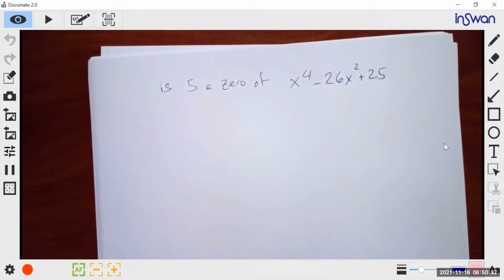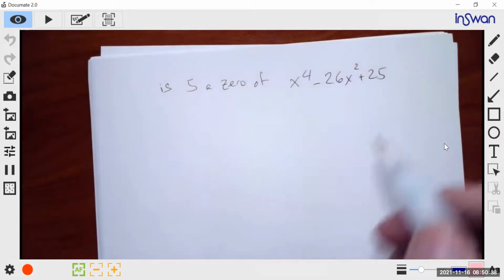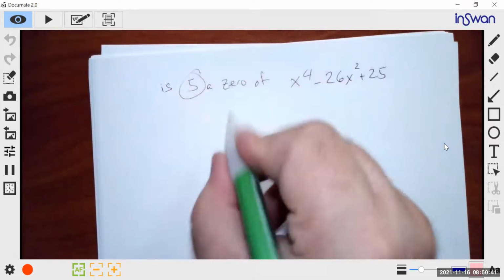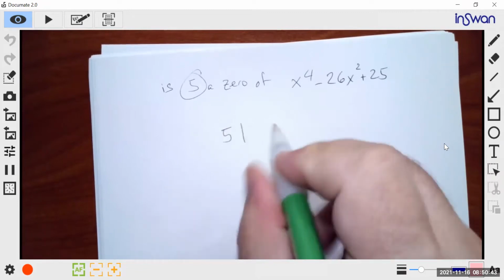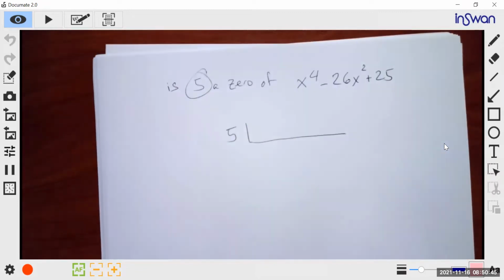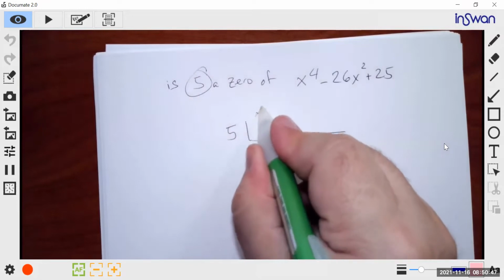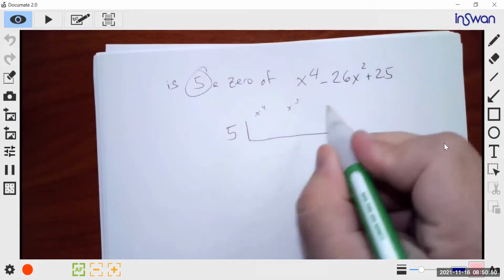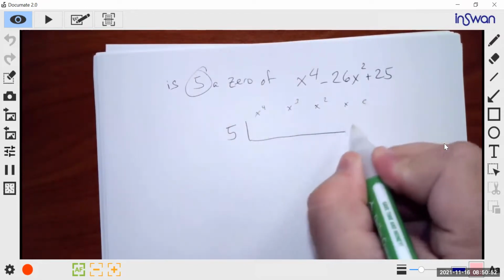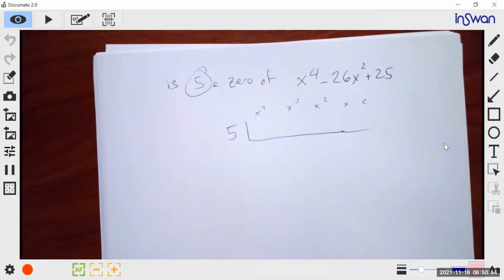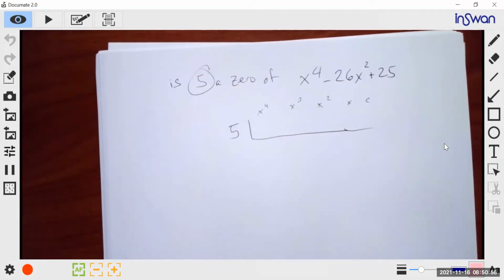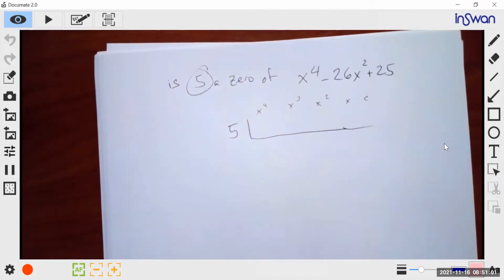If you're given the question like this, is 5 a 0 of this polynomial? Just use that number. And then what we've done already. You only have to solve for 0 if it has an x in the equation. If I just give you a number, just plug it in. Just use it.